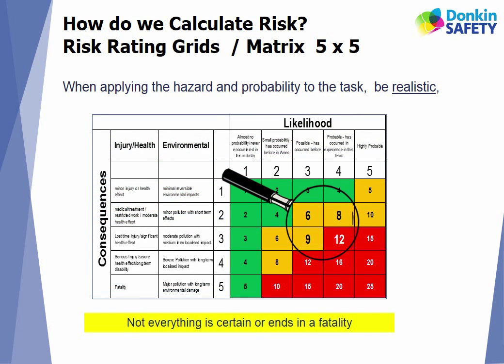To help us calculate risk, we use a 5x5 matrix, which assesses the consequences against likelihood of people being exposed. But be realistic, not everything ends in a fatality.